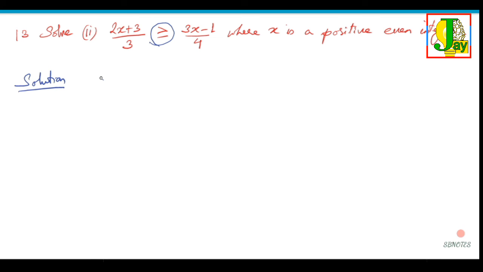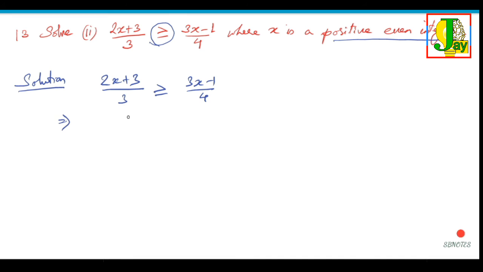So let's write the inequation first. (2x + 3)/3 ≥ (3x - 1)/4. Now x is a positive even integer, so that's our replacement set. The next step: on both sides we have only one expression, so we cross multiply and see what happens.